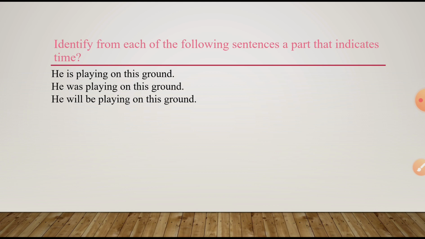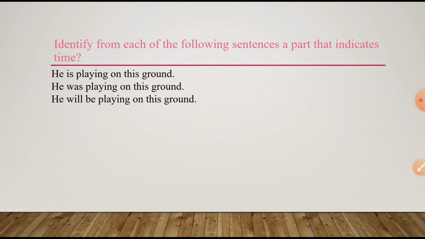Okay, I will read the first sentence. He is playing on this ground. Identify the part that tells us about time. Second sentence, he was playing on this ground. And third sentence, he will be playing on this ground. Are you ready with your results?